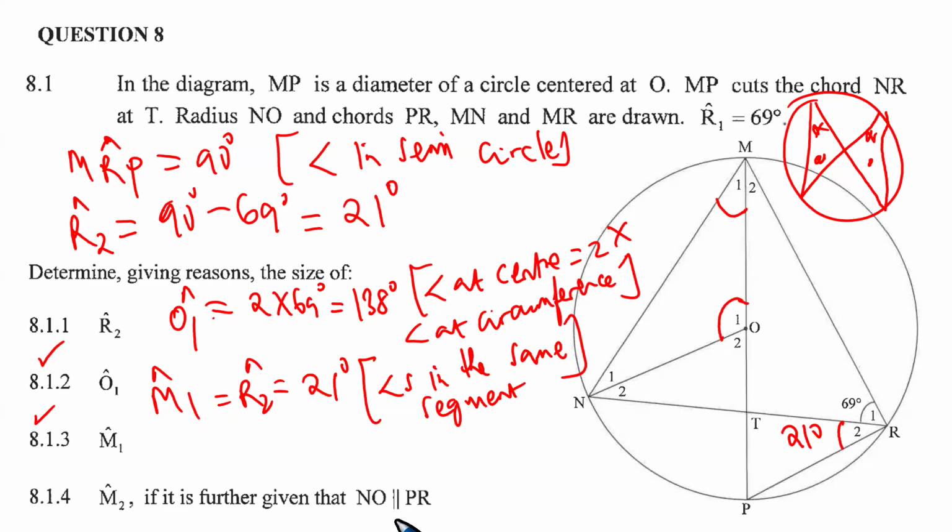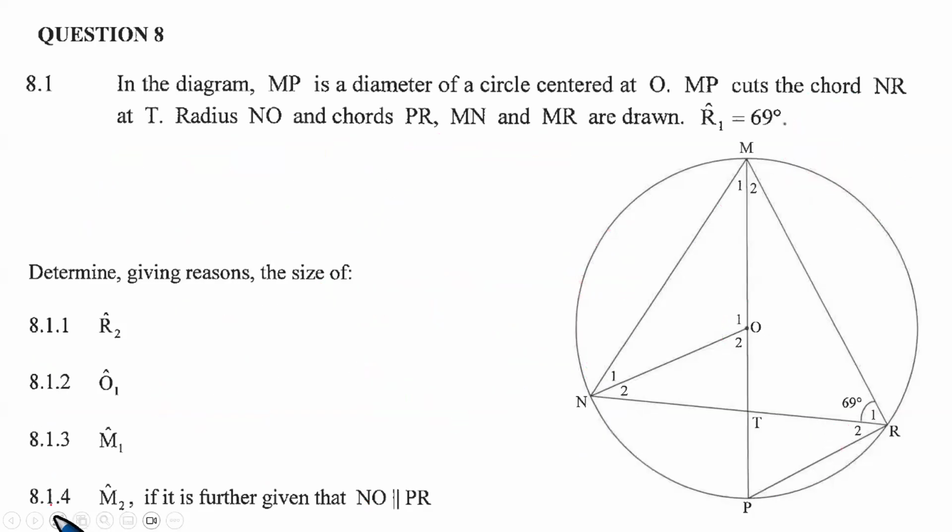And then now we're going to have the angle M2. If this one is 21 degrees and also this one is 21 degrees, the question then is, what is the size of the angle M2? This one. It's also going to be 21. Okay, why would that be the case? What is the reason?